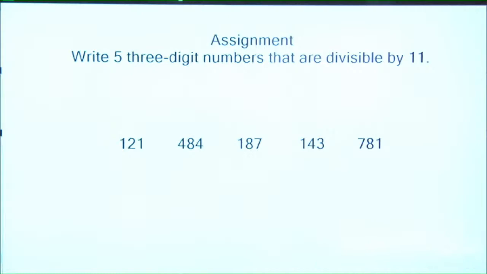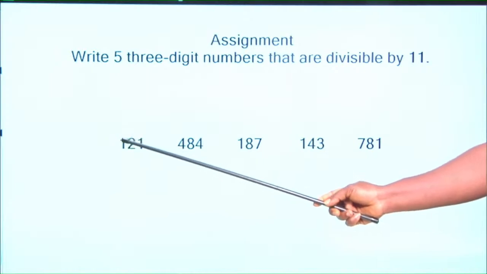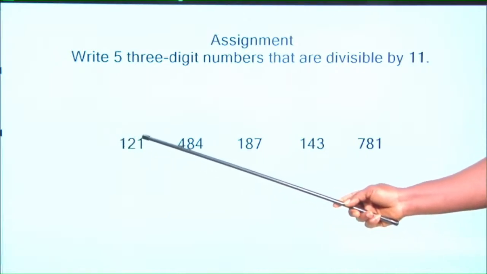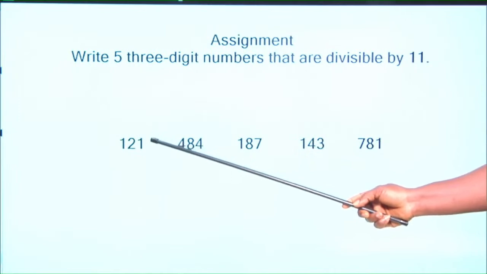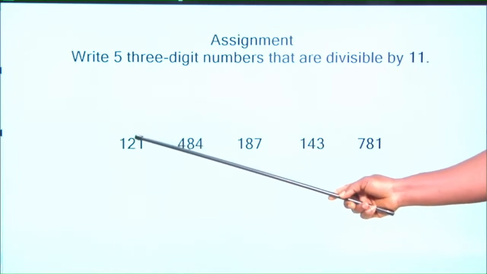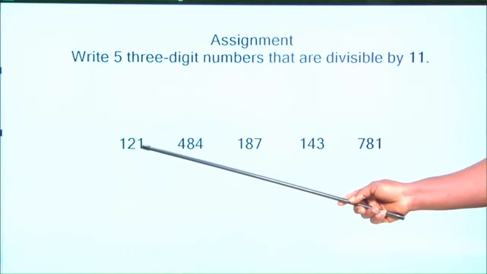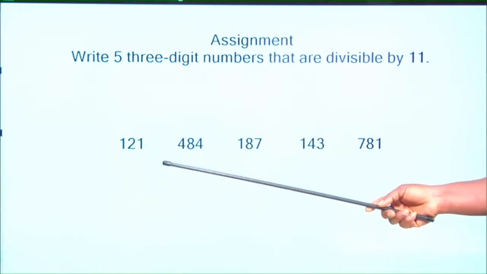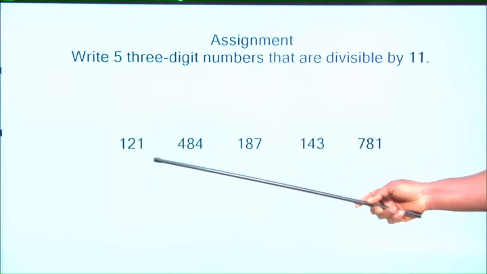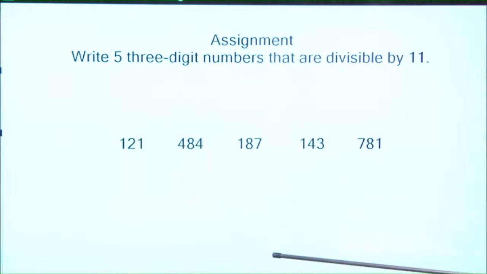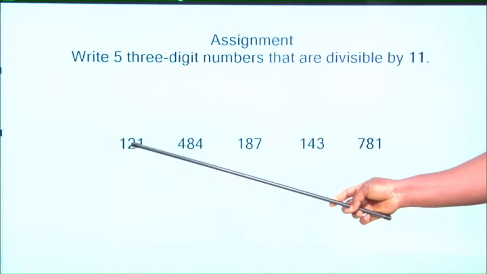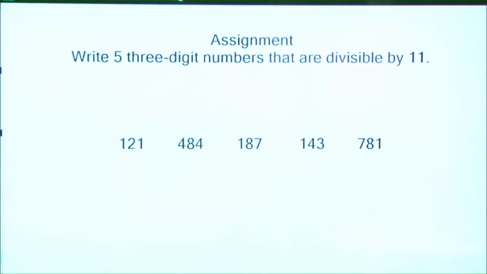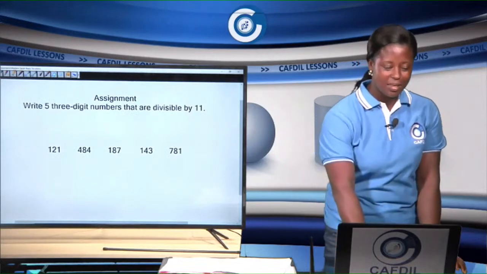If you follow the rule, this is the first one, second, third. So when we add first and second, and then we subtract from the middle one, we will get 0. And the rule says, if we do that and the result is 0 or any number divisible by 11, that number is divisible by 11. So mine is on the screen. I believe you were able to do it. That's good. Now today's lesson.